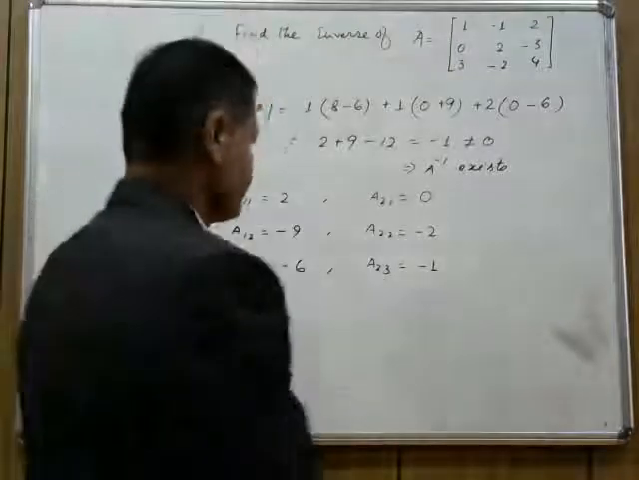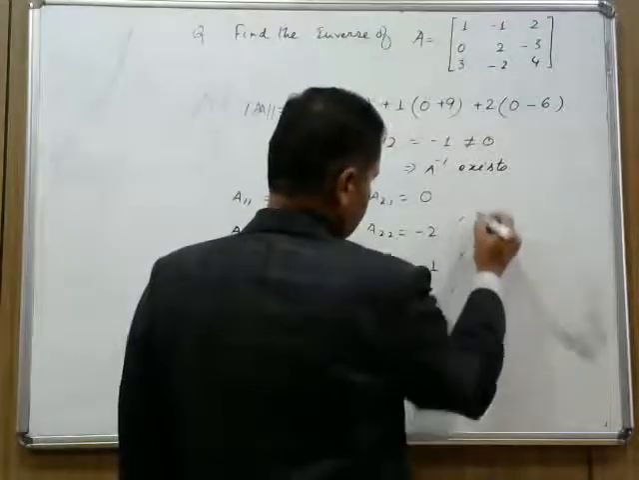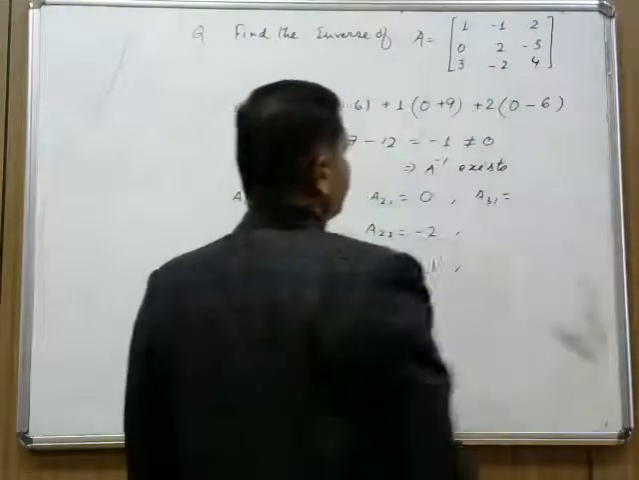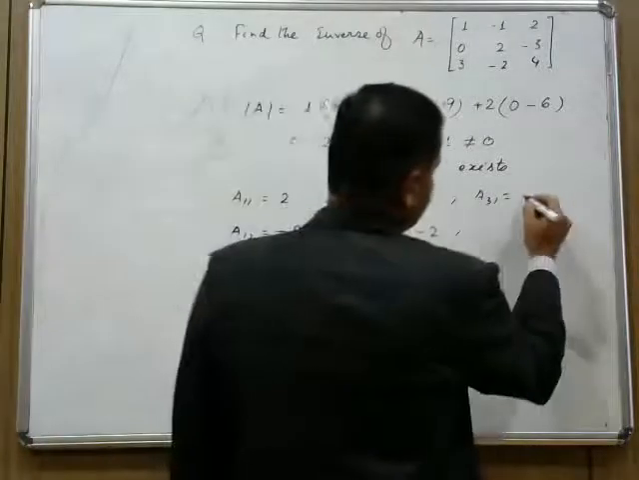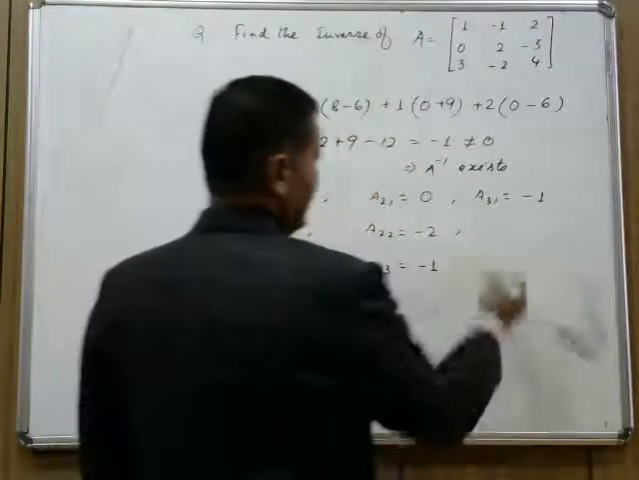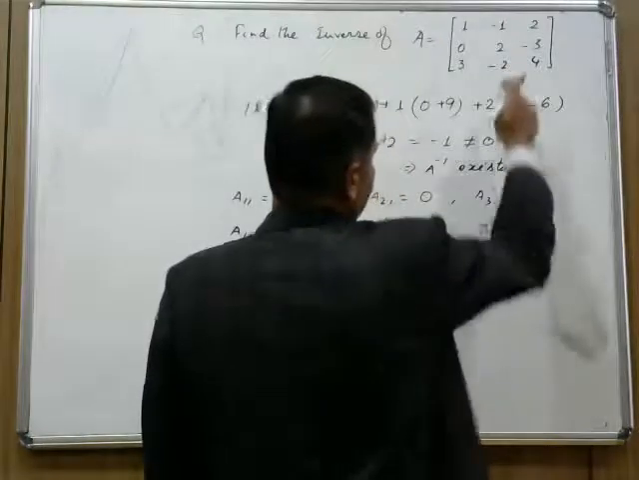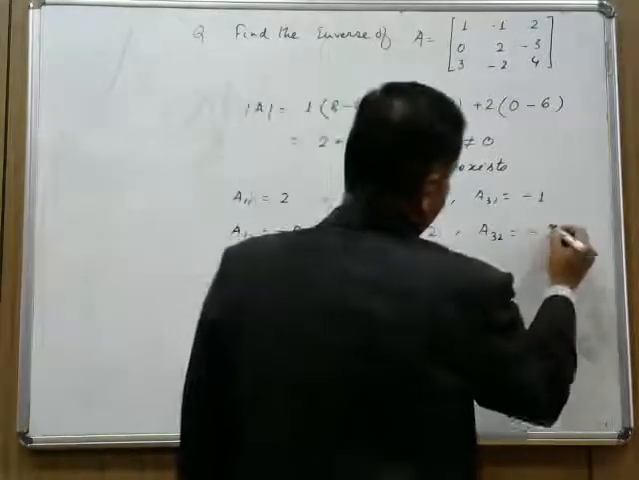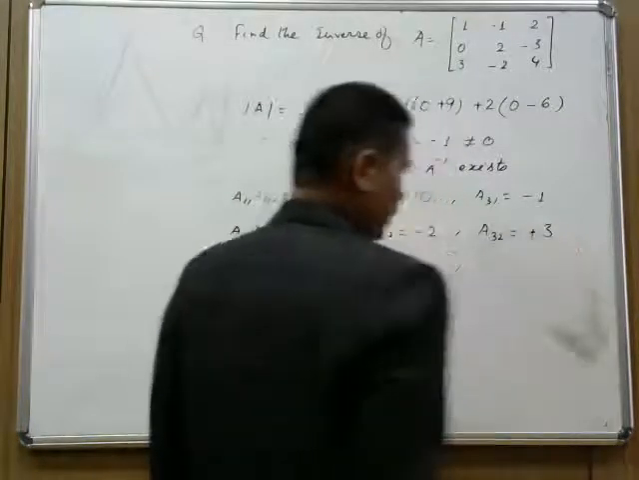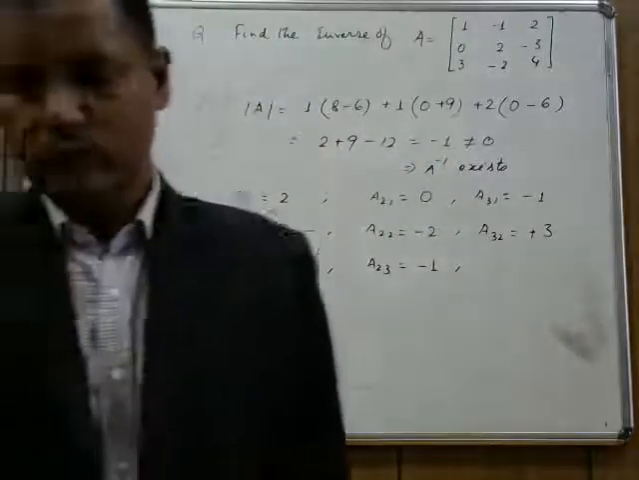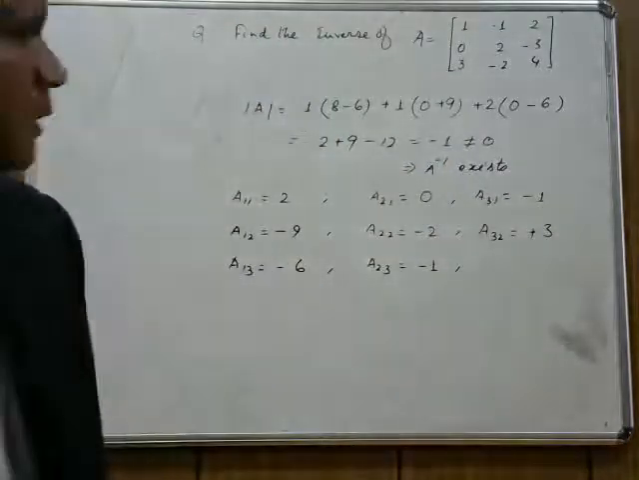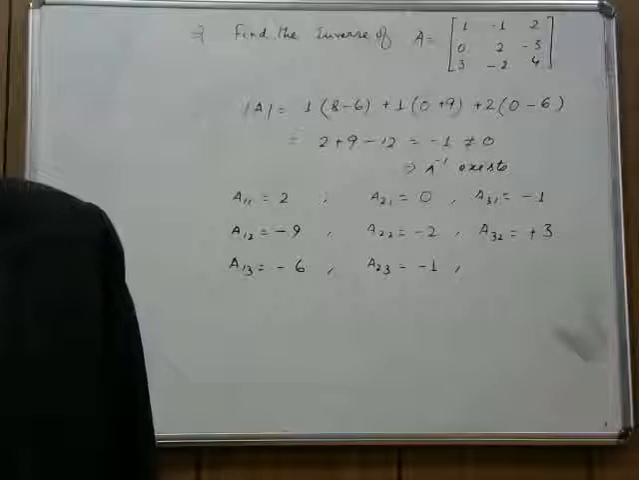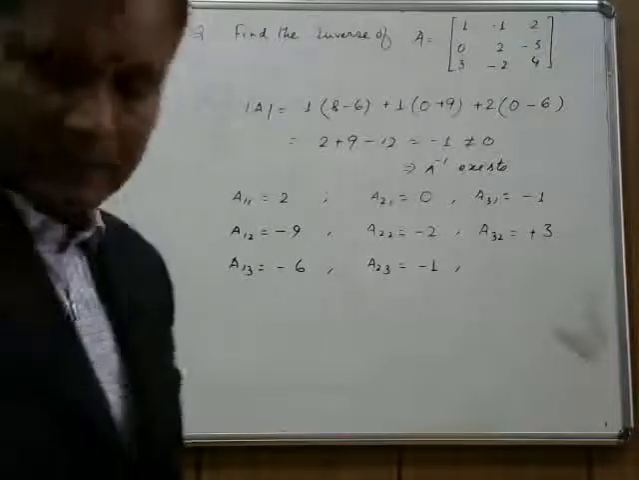Now A31. For this, 3 minus 4 is minus 1. Right? A32, this gone now, minus 3 and 0, it will remain minus 3 only, and it becomes plus 3. Why? Because 3 and 2 sum is odd, and that's why the sign will change. So A31 will be minus 1, A32 will be 3, and now lastly A33.